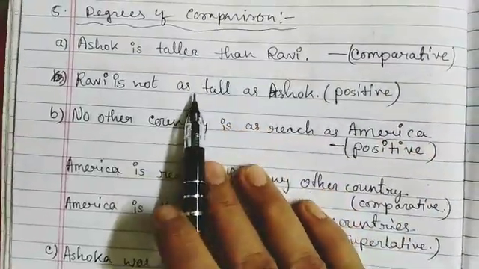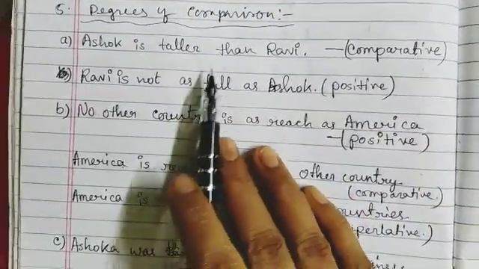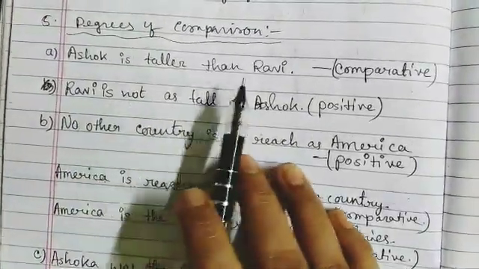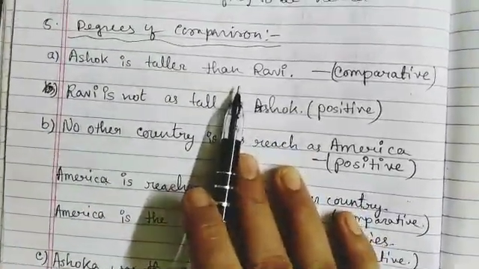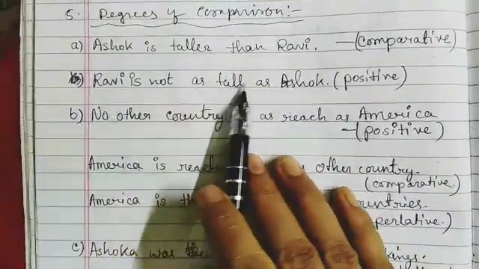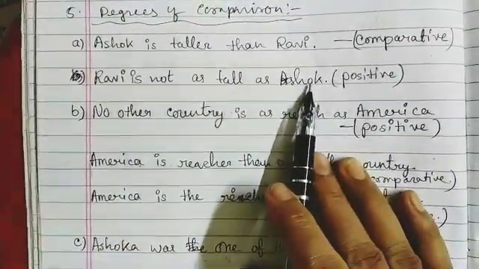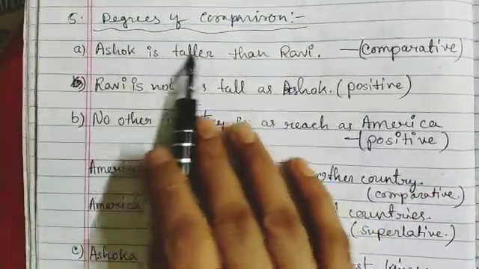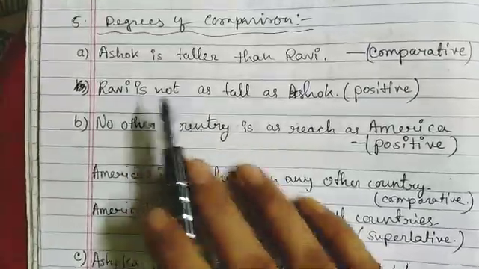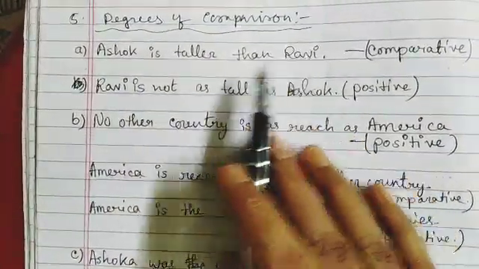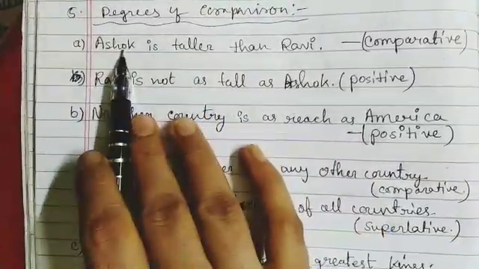Then how can we make it positive? We have to write like tall. So we cannot change the meaning, what I have told you earlier. Ravi is not as tall as Ashok. So that is in positive degree. We have used tall, but we didn't change the meaning of the sentence. Ravi is not as tall as Ashok. Ashok is taller than Ravi. That means Ravi is not as tall as Ashok.